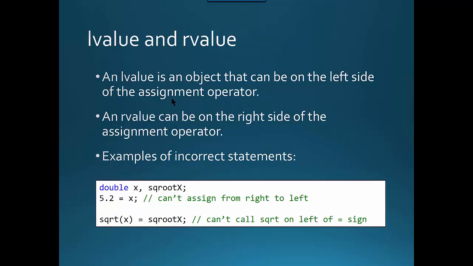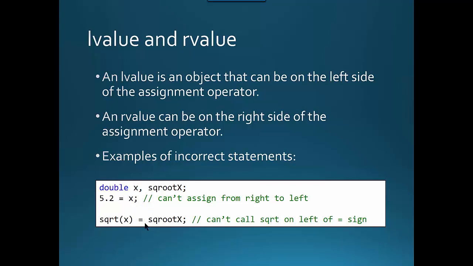There's also a term called L value and R value, and really that's just a way of talking about formulas. An L value is something on the left side of the assignment operator, on the left side of the equals, and an R value is something on the right side. In programming, the L value on the left side of the assignment sign can't be a literal value. It has to be a variable. We can't assign X into 5.2 because 5.2 isn't a space in memory. It's an actual value. This code is actually written backwards. It should have been X equals 5.2.